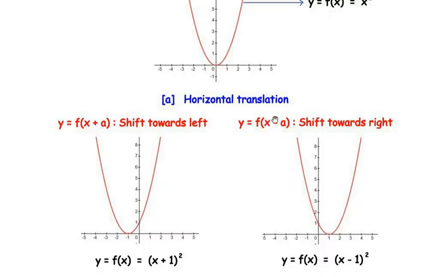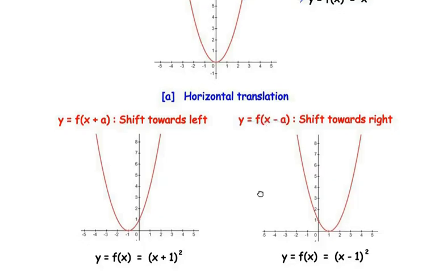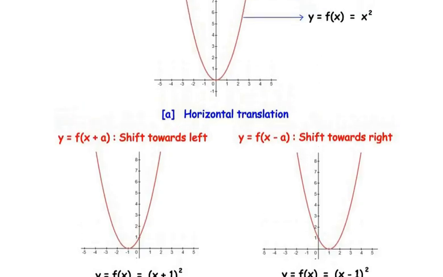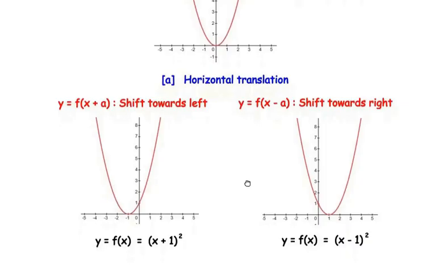Similarly, if you want to shift the function towards the right, the general equation is given as y is equal to f of x minus a. Again you can see this constant a is making only the changes on the x-axis, not on the y-axis. So here the original function was y is equal to x square. So let us apply this translation here.